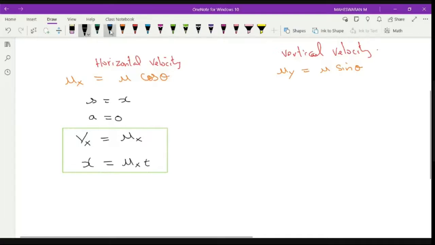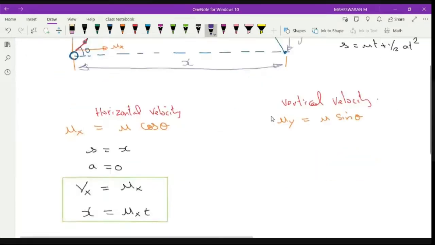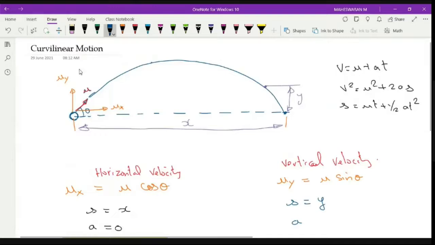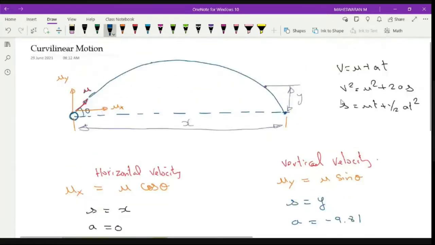Next, let us go for vertical velocity. When I consider vertical velocity, you may have a distance y. It may be here, it may be here, whatever the location of your y. In that case, I can write s is equal to y. Your uy is in the upward direction and your acceleration is minus 9.81. So these are the two data. Let us substitute the same in the equations.